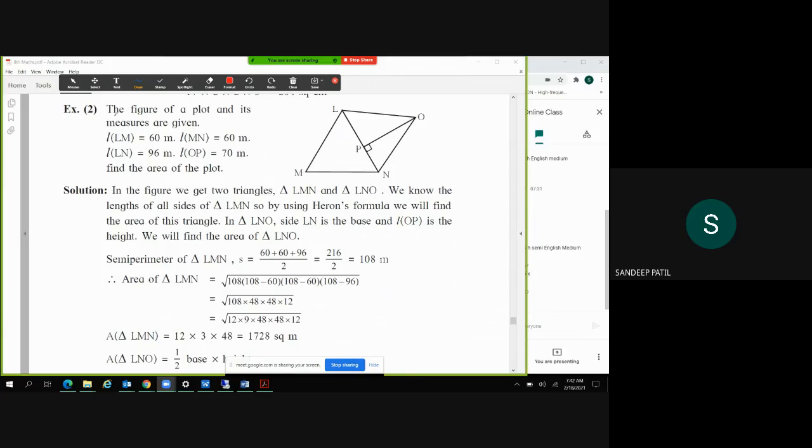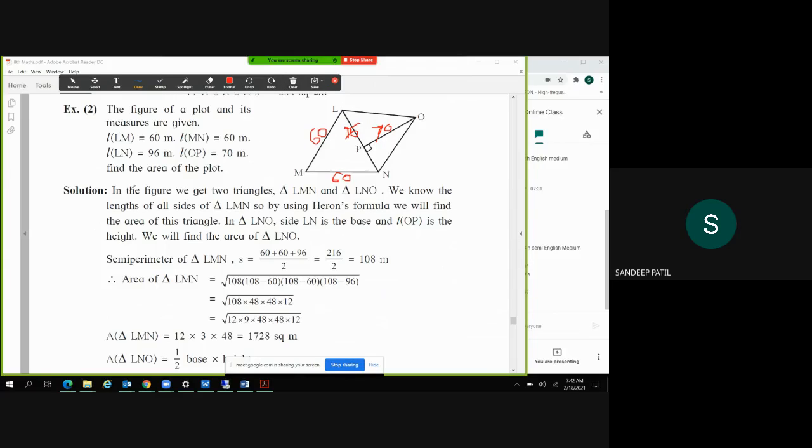So here they have given the figure of the plot and its measures. What are the lengths they have given? LM is nothing but 60, right? LN is nothing but 96. MN is 60 again. OP is 70. Okay, so what they have given here, we will see.